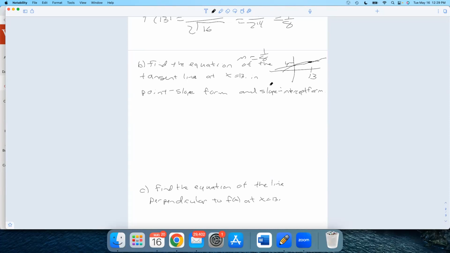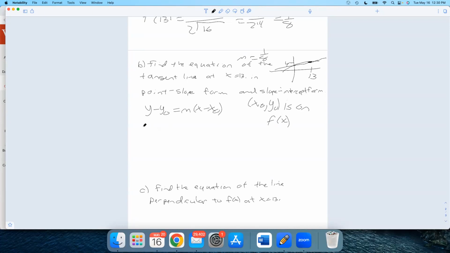I'm just going to use point slope form. Remember, point slope form is y minus y naught equals m times (x minus x naught). Where this is a point on the original. A lot of mistakes happen here. (x naught, y naught) is on the original function, not the derivative. The only thing we get from the derivative is the slope.